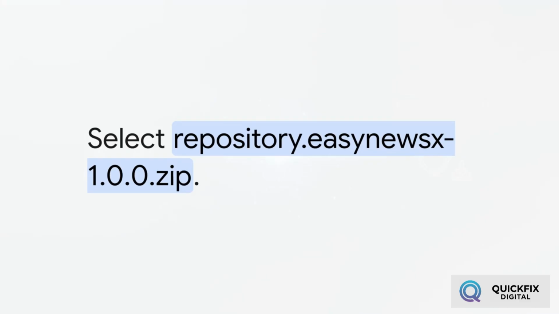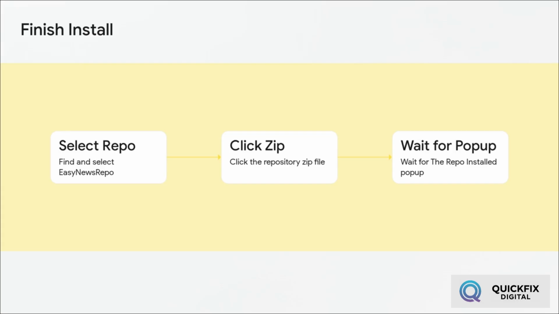So, the crucial point here is this exact file name, repository.easynewsx-1.0.0.zip. Knowing this specific file name ensures you grab precisely the right zip file in the next step, completely avoiding any unnecessary errors or confusion if other random files happen to be floating around in that directory. Let's wrap up Phase 2. Step 12. A box will pop open listing your sources. Find and select the EasyNews repo source that we named earlier. Step 13. Click on that specific zip file, repository.easynewsx-1.0.0.zip.